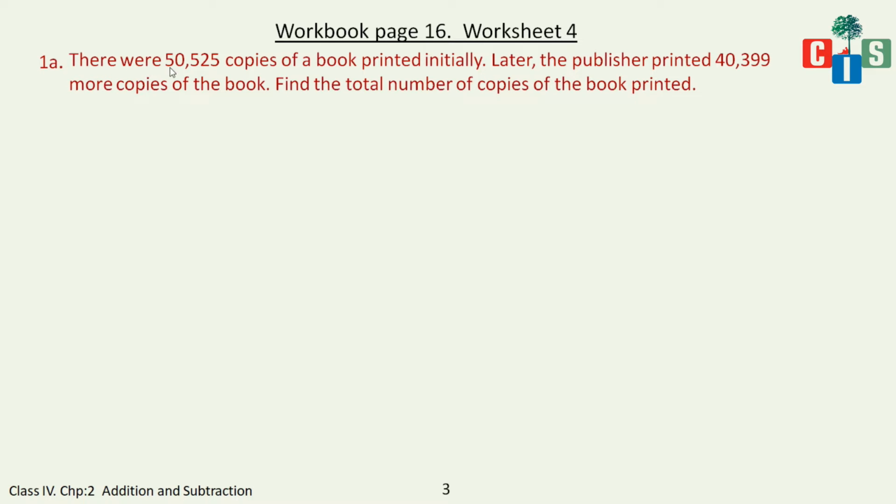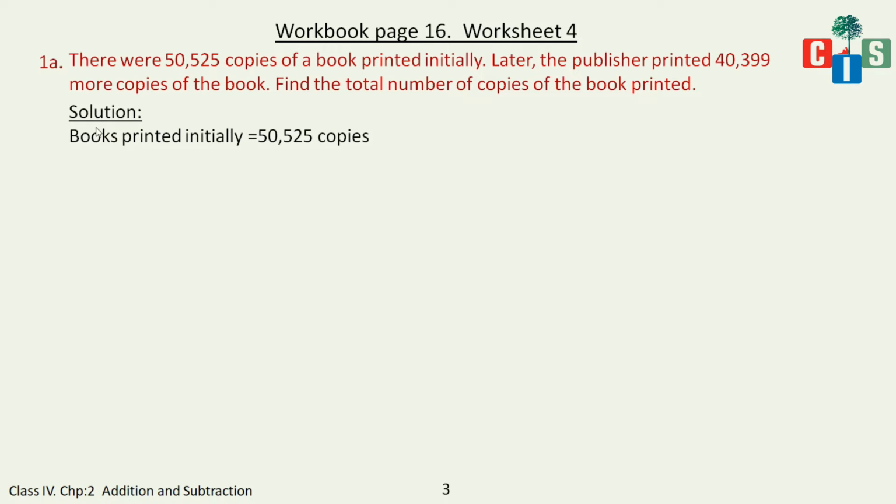There were 50,525 copies of a book printed initially. Later, the publisher printed 40,399 more copies of the book. So you have the number of copies which are printed initially. Initially means pehle. And later there were more books. So you have to find the total number of copies of the book printed. From the keyword total, I get to know that it is a sum from addition.